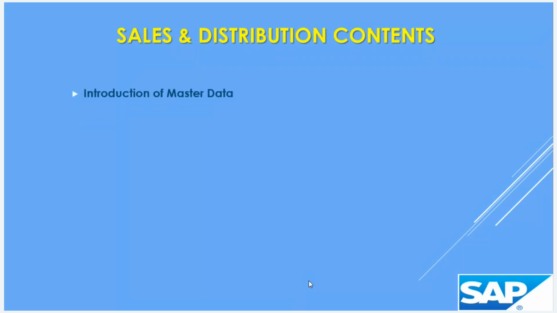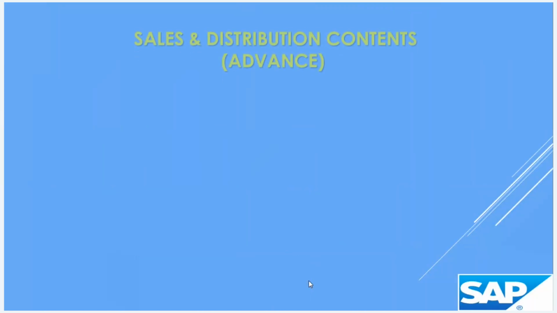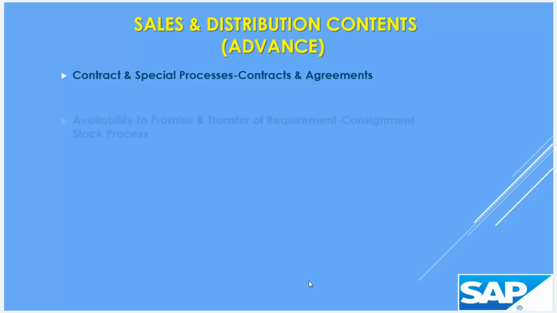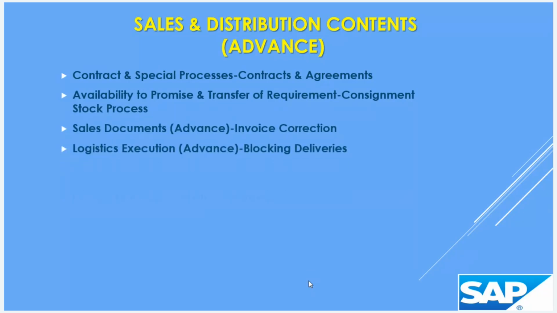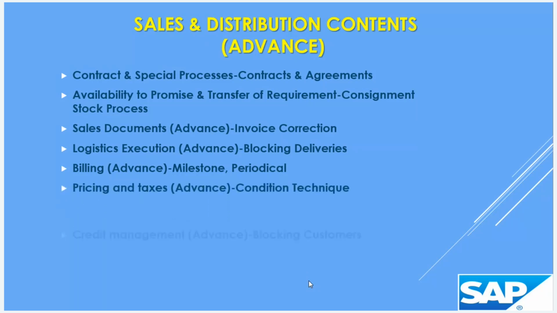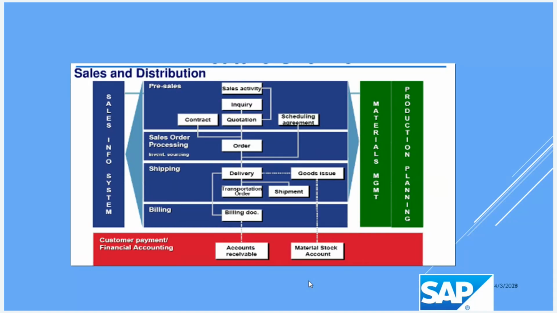Now these are the contents. We have introductions of master data, configuration, sales documents, logistics execution, billing, pricing and taxes, credit management. So these are the things we are going to learn, like contracts and pre-sales, scheduling agreements, availability to promise and transfer of requirements. These are certain advanced topics: sales documents, advanced invoice correction, blocking deliveries, billing, milestone and periodic billing, pricing and taxes, rate management, driver sales and distribution process, information procedure. These are the things we are going to learn in the upcoming time. So there are two areas: one is the basic part, another is the advanced part.